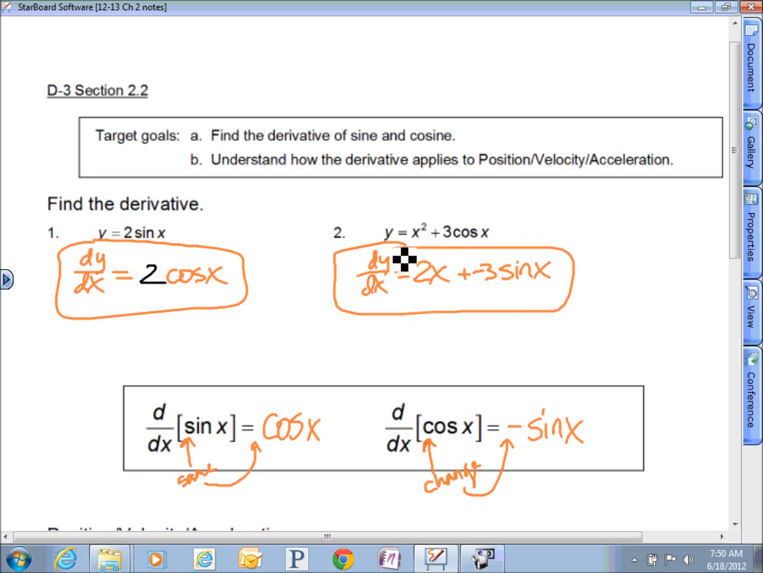And there's your derivatives of sines and cosines. Supposed to be pretty straightforward. We will be doing a lot more with trig functions as we go, but derivative of sine is cosine. Derivative of cosine is the opposite of sine.